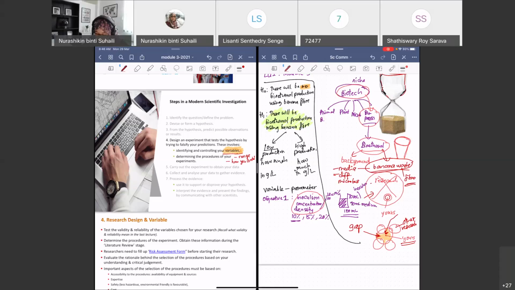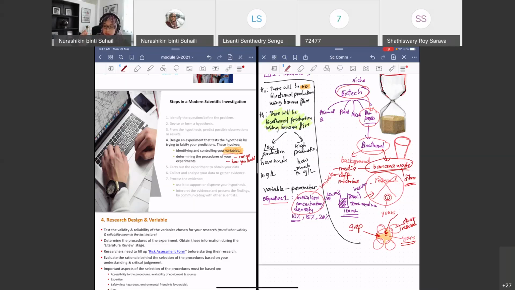So you can see how the selection of your variable depends on the objective that you want to set. In research, we cannot study everything because we don't have much time. If you want to study everything, it will take a whole life. But if you are given a certain period of time, you cannot study everything. That is the fact in research.